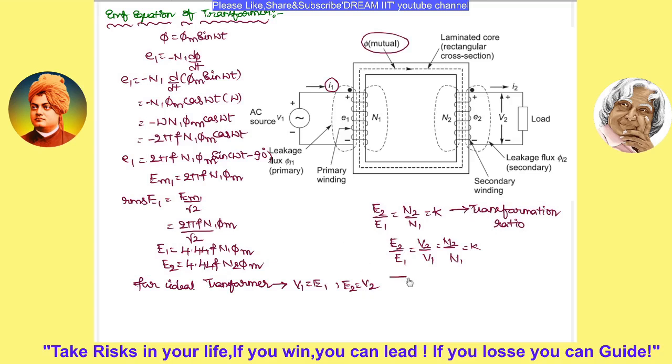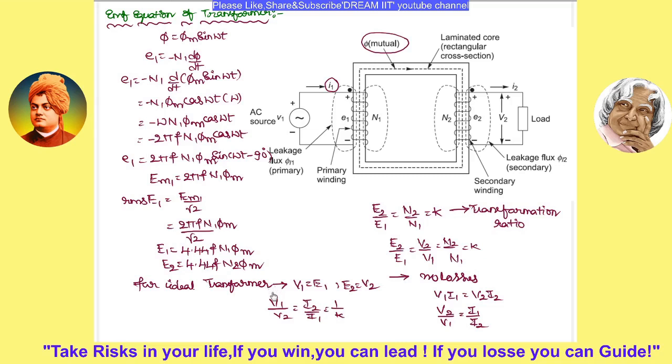And in the ideal case we are considering that there are no losses. If no losses are there, whatever the input power V1 I1 is given is transferred to V2 I2. So what we can write, V2 by V1 is equal to I1 by I2. So V1 by V2 is equal to I2 by I1 is equal to 1 by K.